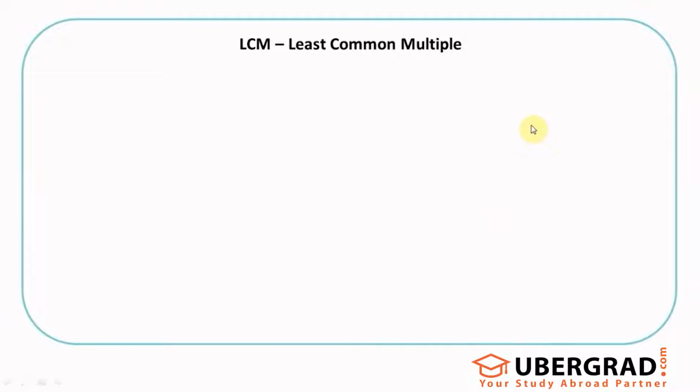So let's get to the least common multiple, known as LCM. When we talk about LCM, first let's understand what we mean by the multiple part. The multiples of 4 are: 4 ones are 4, 4 twos are 8, 4 threes are 12, 4 fours are 16, 4 fives are 20, 24, 28, and so on.